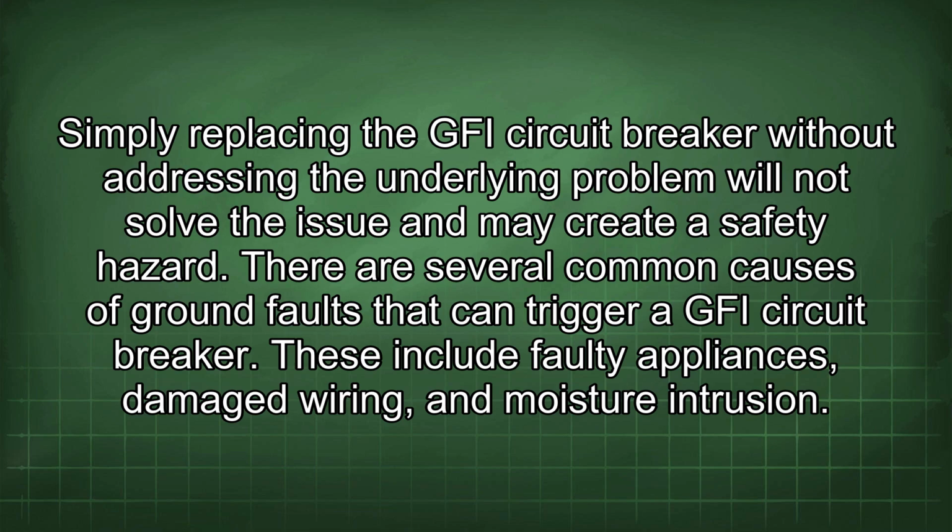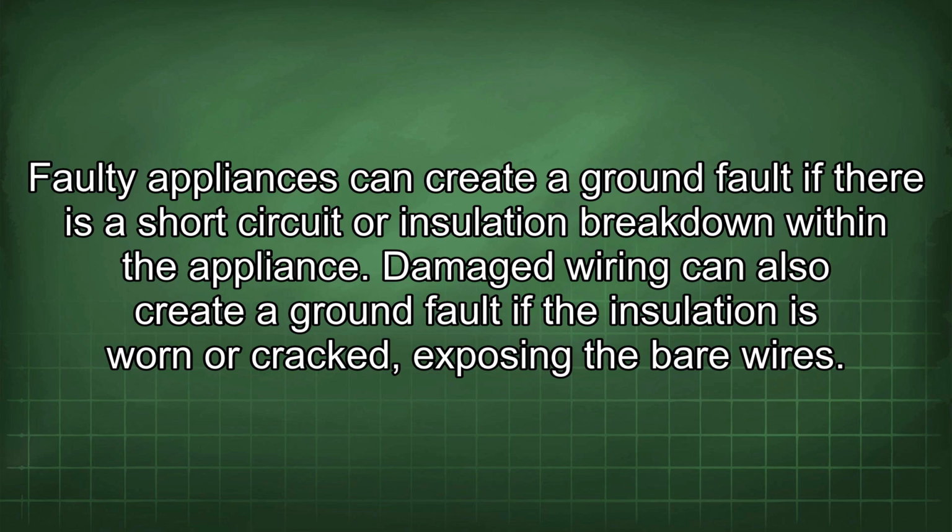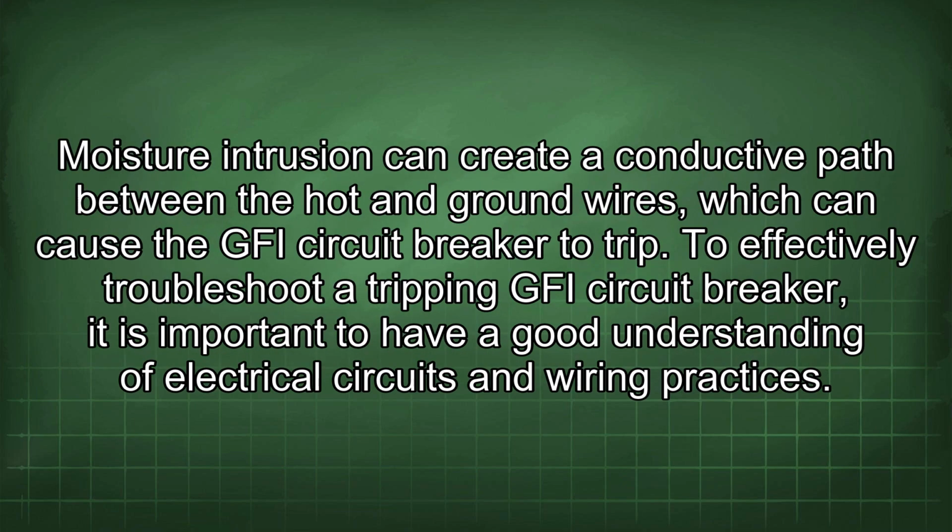These include faulty appliances, damaged wiring, and moisture intrusion. Faulty appliances can create a ground fault if there is a short circuit or insulation breakdown within the appliance. Damaged wiring can also create a ground fault if the insulation is worn or cracked, exposing the bare wires. Moisture intrusion can create a conductive path between the hot and ground wires, which can cause the GFI circuit breaker to trip.